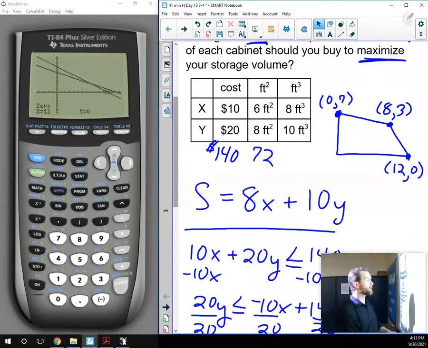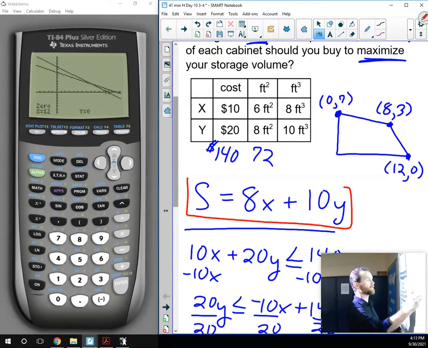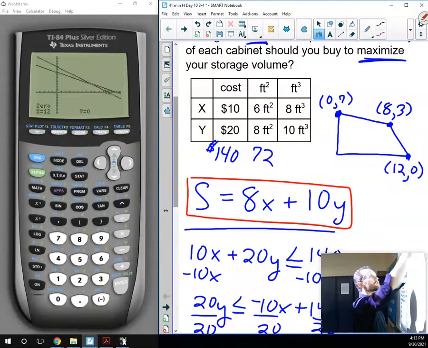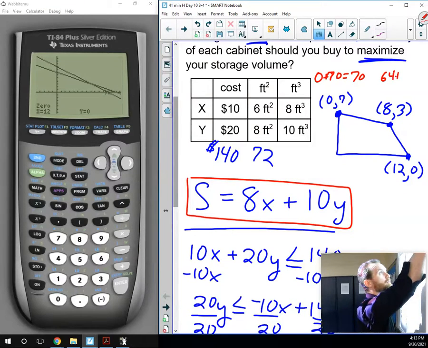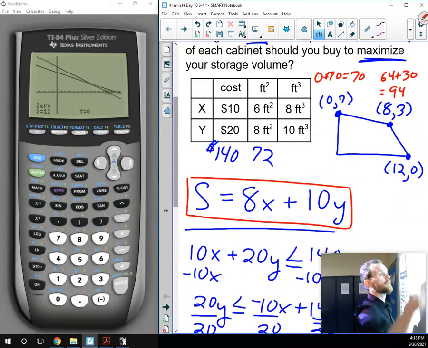So 0, 7, we're going to plug that right into our objective function. Let's check 0, 7 first. So 8 times 0 is just 0, plus 10 times 7 is 70. So this one gives us 70 cubic feet. Let's check 8, 3. 8 times 8 is 64, plus 3 times 10 is 30, and that becomes 94 cubic feet for that one.